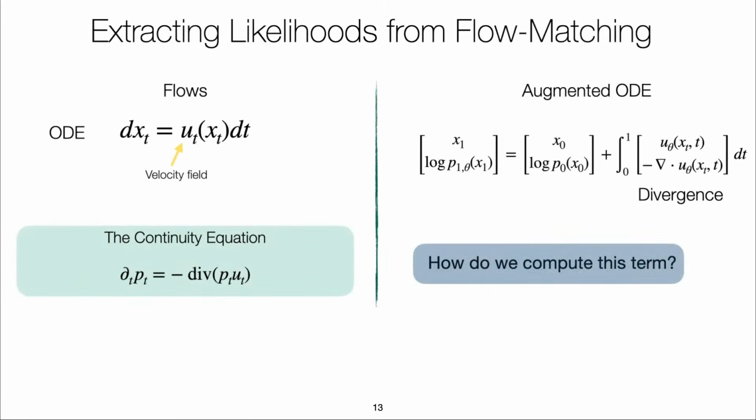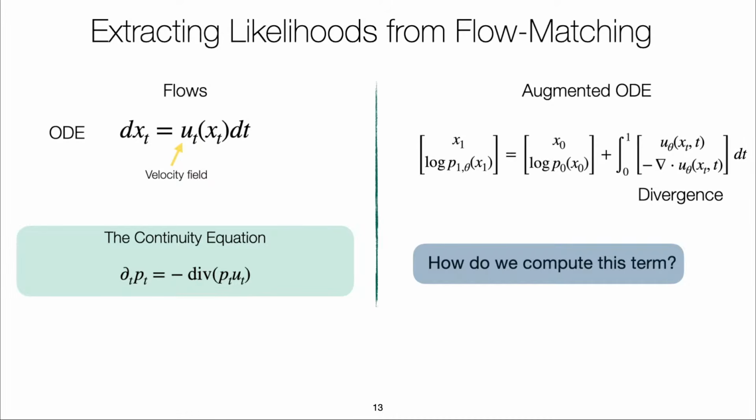So, you could ask the question, well, if likelihood is so important, why don't we use it already in flow and diffusion-based models? And here's an example of why that could be a bad idea. When you have a flow, to get the likelihood, you have to solve this augmented ODE, where you have the x1 term and you have the log density term, and you want to evolve this over time.